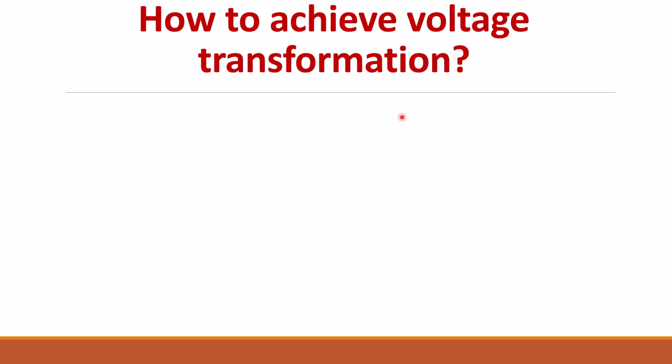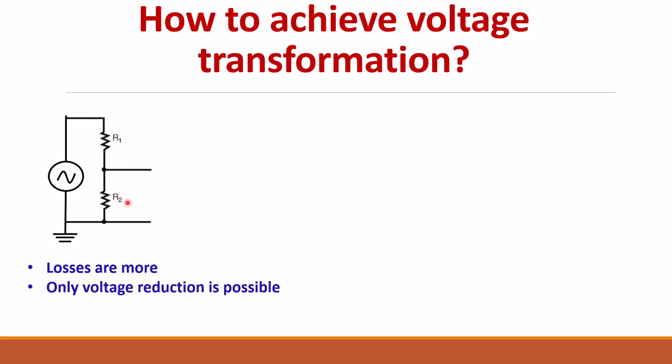How to achieve the voltage transformation? The simplest method is using a potential divider. You apply the voltage here and get the output across a particular resistor. But part of the power will be wasted in this resistor. Another thing is you can only achieve voltage reduction, because if you apply 100 volts, you will get only a part of the voltage here depending upon the resistor value. So you can achieve only voltage reduction.